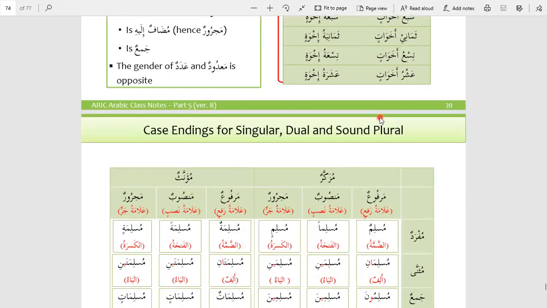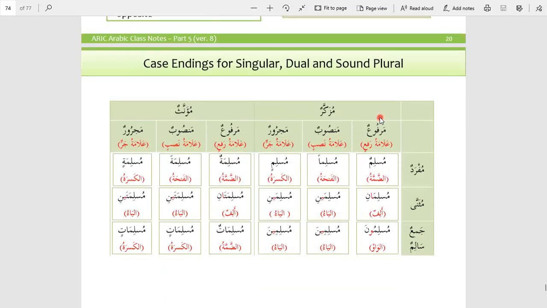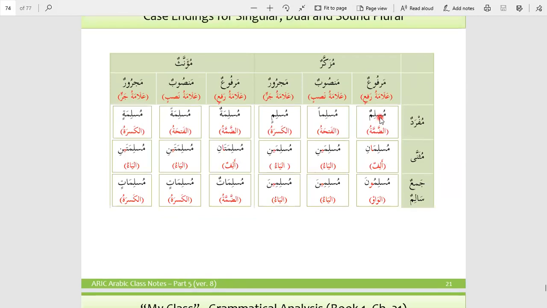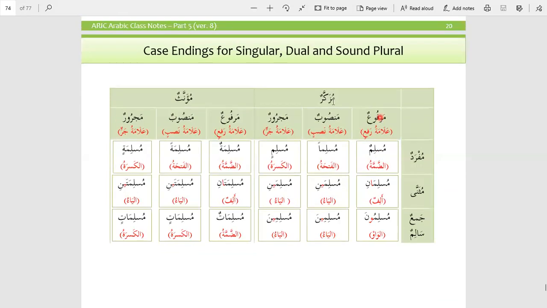Let's look at the case endings for singular, dual, and sound plural. When we say the case endings, we are looking at how they end, the last letter. Let's look at mufrad, Muslimun, for example. Muslim is a noun, it ends with a dhamma, and we say this is in marfu'un case.